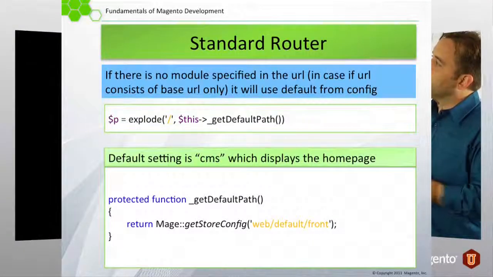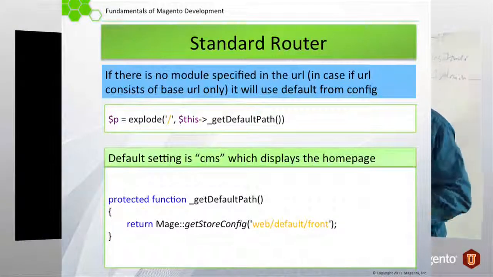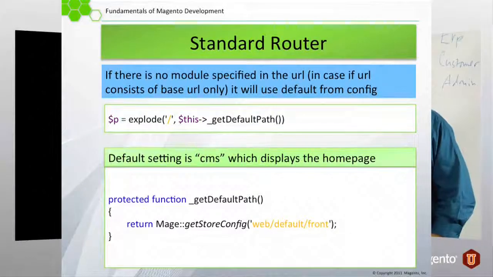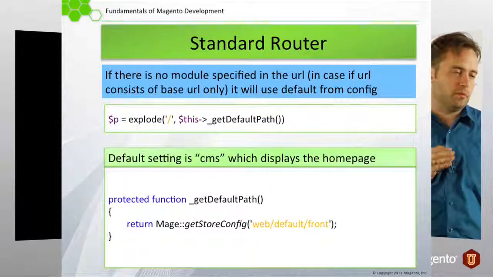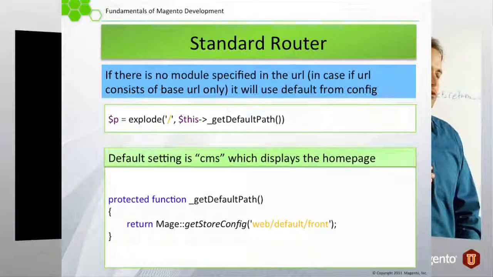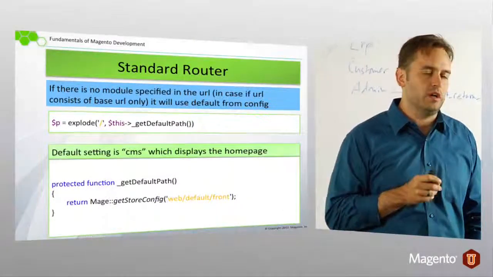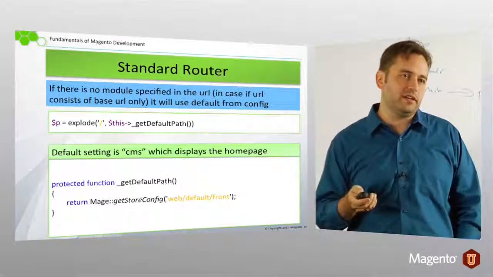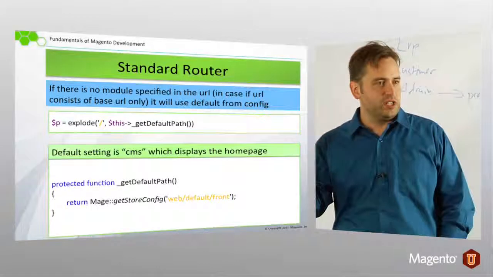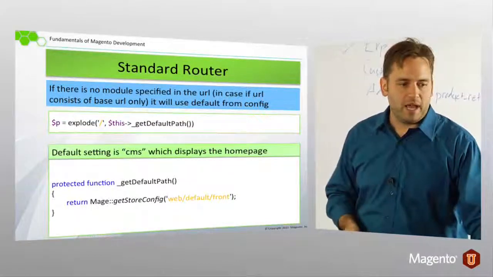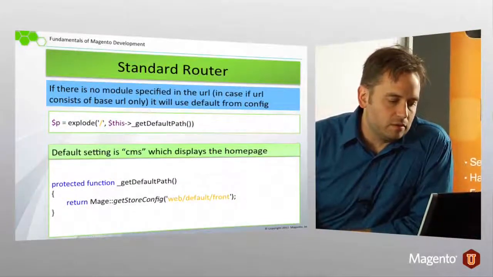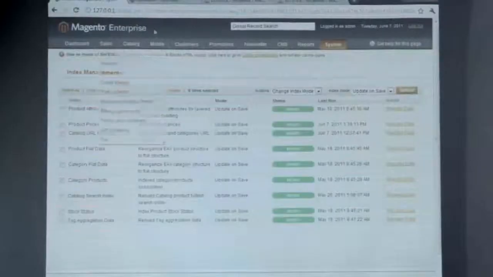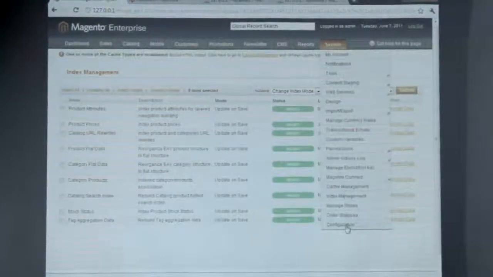So let's see. In the standard router, there is this get default path method. And by default, when you install Magento, the CMS system is used as the default router. It is used as the default path, and basically that's how the home page that's configured in the CMS is mapped. So it's possible, however, if you are so inclined. So by default in Magento, let's look at this. So system configuration.